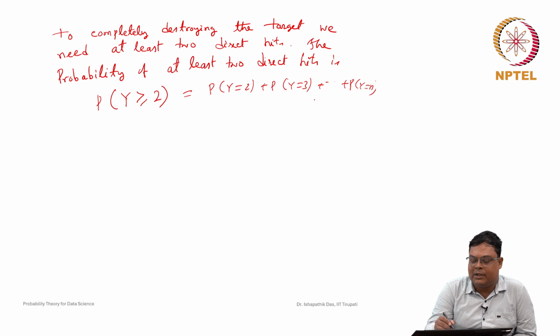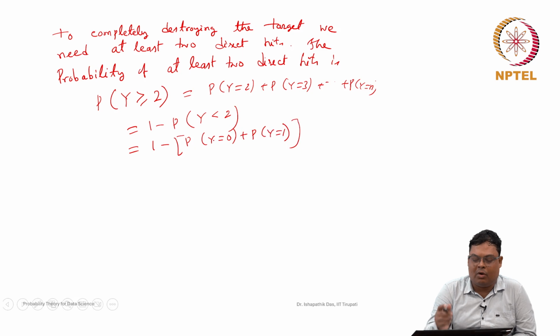Now it is a probability mass function, so the sum should be 1. If we take the sum of probability Y greater than or equal to 0, this should be equal to 1. So, this is 1 minus the probability that Y is equal to 0 minus the probability that Y is equal to 1. Basically, we can write this event more simply as 1 minus the complement of this event, Y less than 2. So, this is 1 minus the probability that Y is equal to 0 plus the probability that Y is equal to 1. Those are the two probabilities we have to compute.